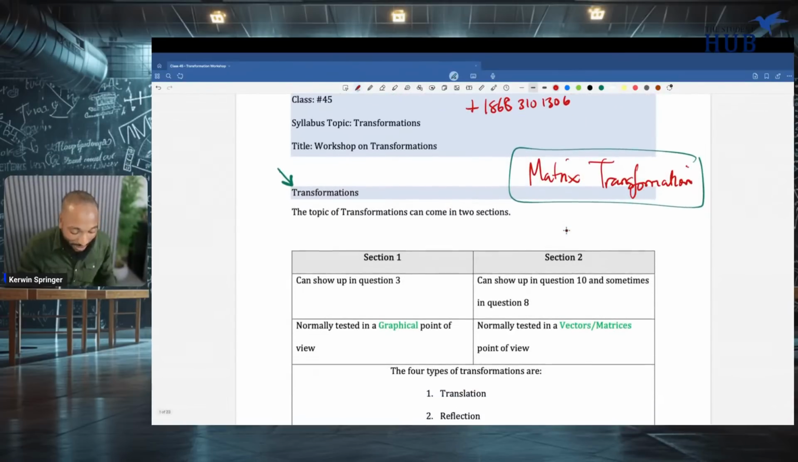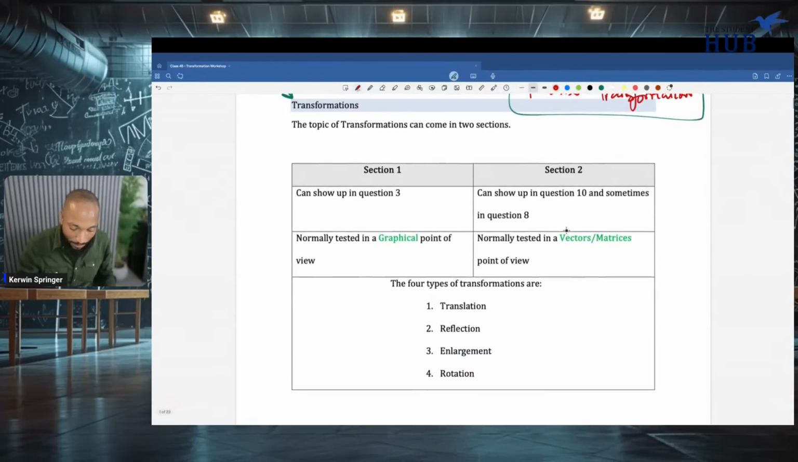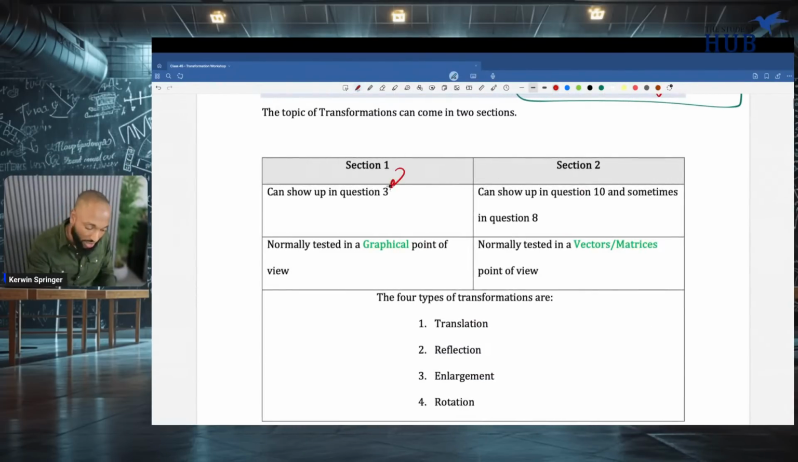So the topic of transformation can come in two sections. It can come in section 1, usually showing up in question 3. This is normal graphical transformation. Simple stuff: translation, reflection, enlargement, rotation. These are the 4 types of transformation.